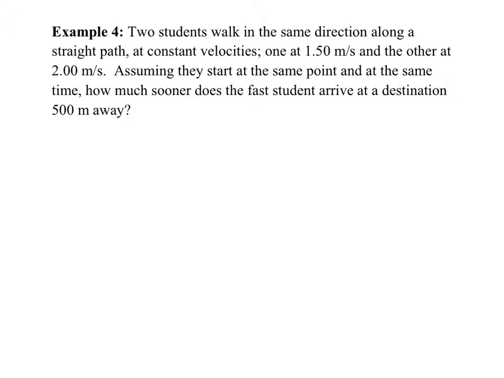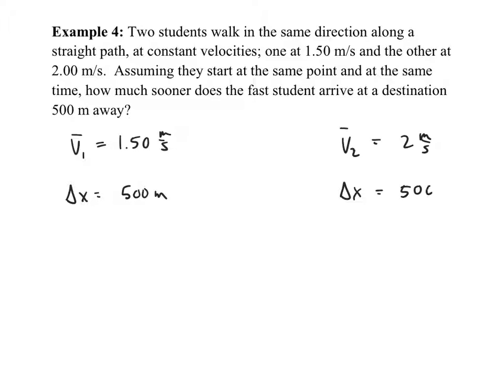So let's say person number 1 is moving with an average velocity of 1.5 meters per second. The second person's average velocity is 2 meters per second. They both move the same distance because they're running the same race. I don't know if I'm starting at 0 and ending at 500, but I know delta x is surely 500. I could be going from 0 to 500, or 100 to 600, or 200 to 700, but I know that delta x is that number.